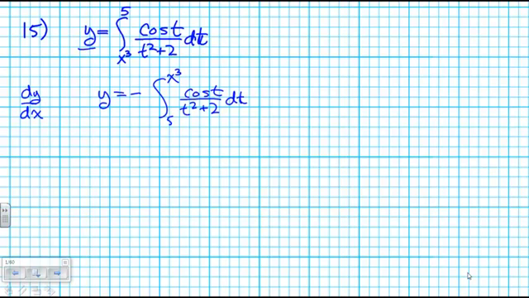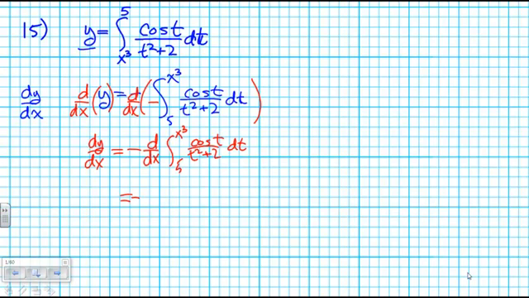So let's go ahead and take the derivative of both sides with respect to x, and I'll remember there's the negative sign. Are we okay with that? Yeah. All right, so I take the derivative of y with respect to x, I get dy/dx. Now, taking the derivative of some expression with a constant out in front of it, take the constant out, and now I'm left with the derivative with respect to x of the integral from 5 to x cubed of cosine t over t squared plus 2 dt.